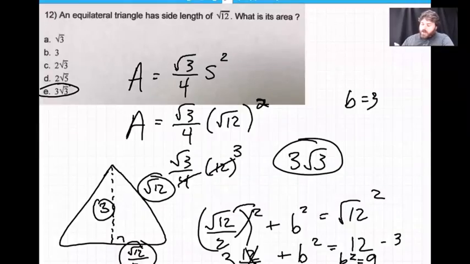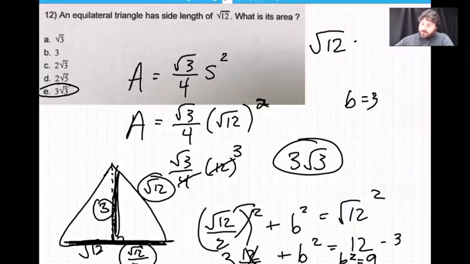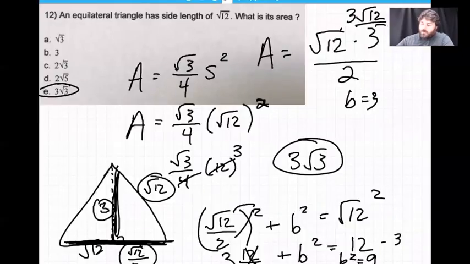Okay, so the height there is 3. Well, I could do the base, which is root 12, right? The entire base here is root 12 times the height, which is 3. So base times height divided by 2. That's just the area formula for a triangle, right? Base times height divided by 2. When I do that, I get 3 root 12 divided by 2.